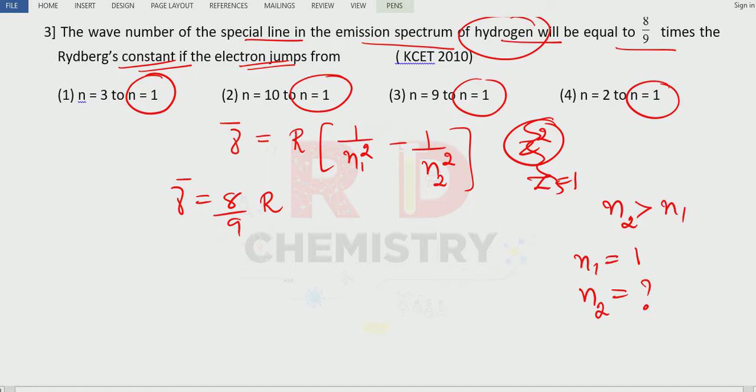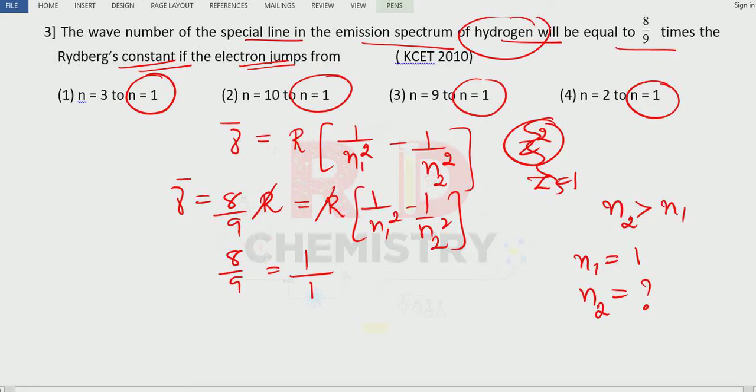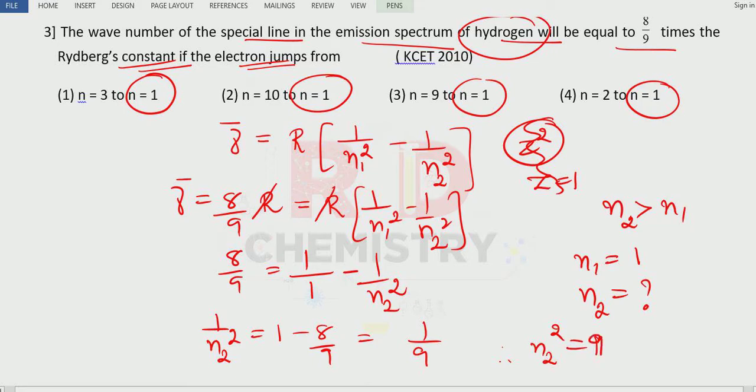Okay. So nu bar is equal to 8 by 9 times R, or also equal to R, the original formula, (1/n1 square minus 1/n2 square). Correct. So R and R get cancelled. So 8 by 9 is equal to 1 minus 1 by n2 square, since 1 square is 1. Or 1 by n2 square is equal to 1 minus 8 by 9, which is equal to (9 minus 8) divided by 9, that is 1 by 9. Or n2 square is equal to 9. Therefore, what is n2 now? n2 is equal to square root of 9, which is 3. So n2 is equal to 3.